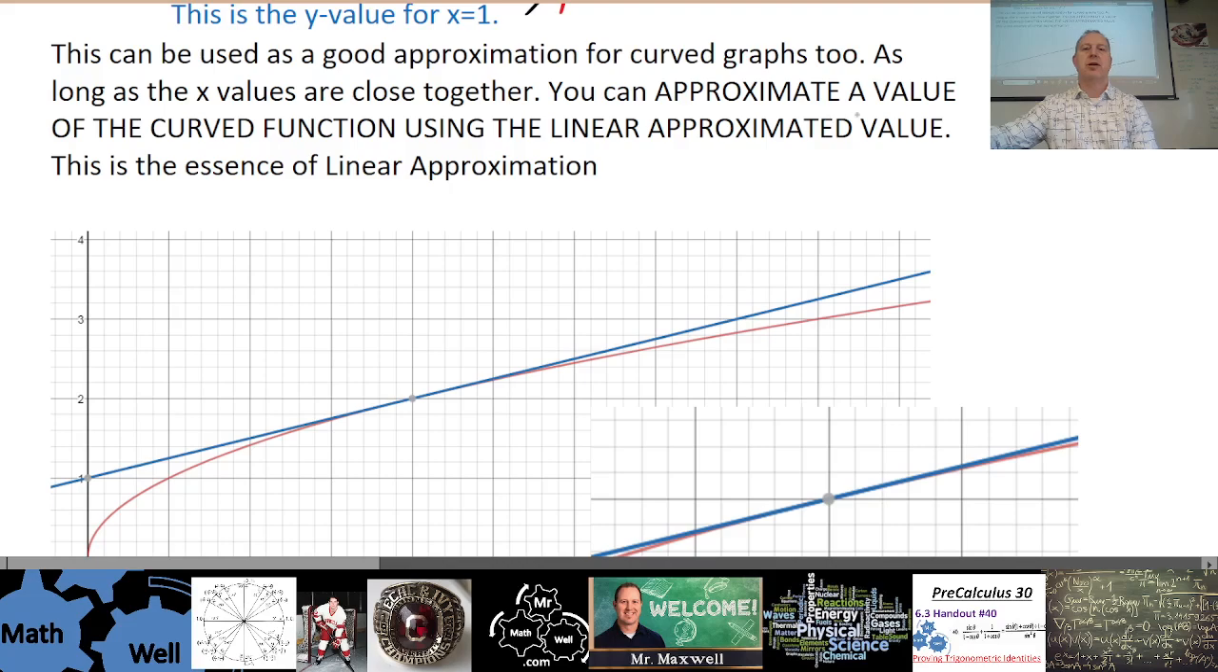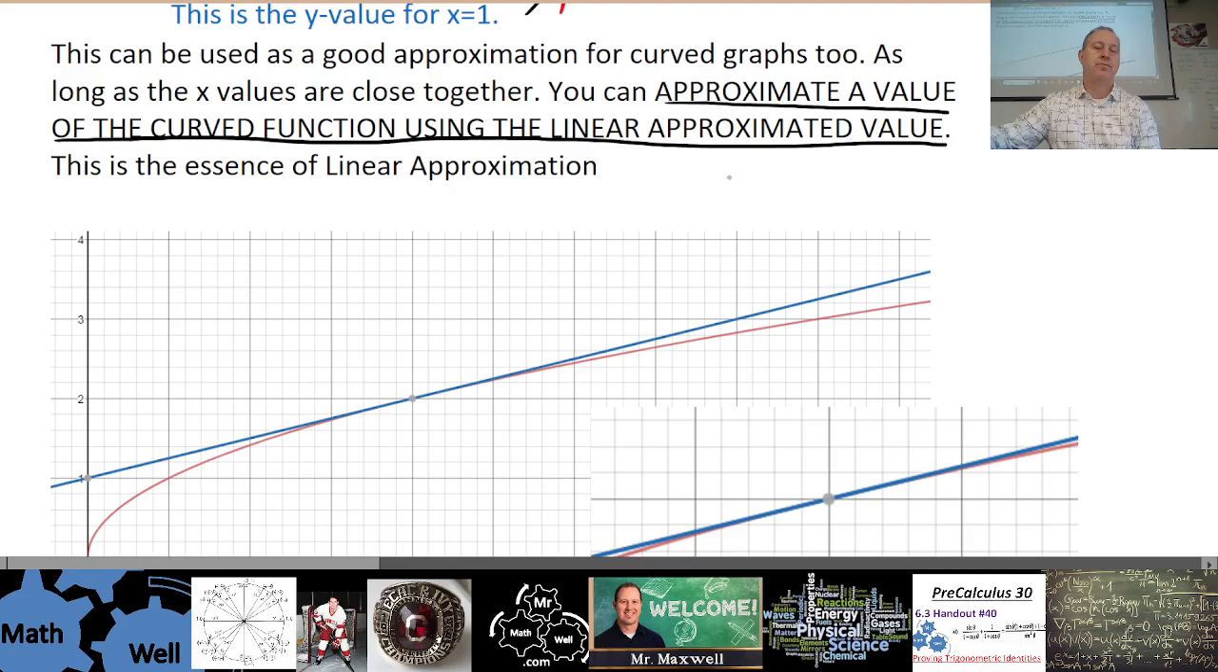So let's just read this here. This can be used for a good approximation for values on curved graphs too. As long as the x values are close together, you can approximate a value of the curved function using the linear approximated value. This is the essence of linear approximation. Let me just pause on this graph for a little while.